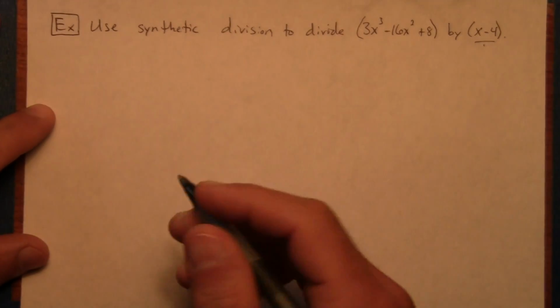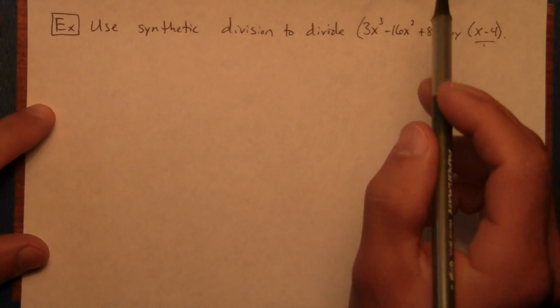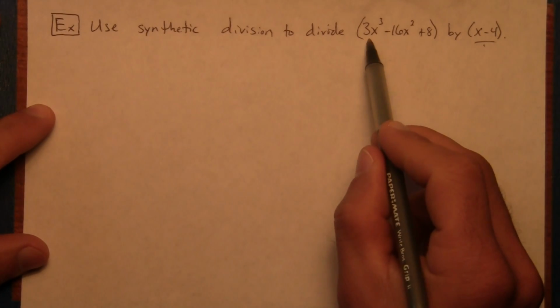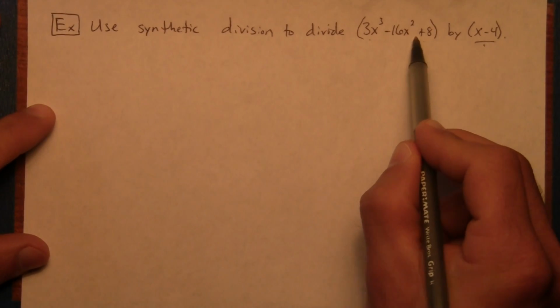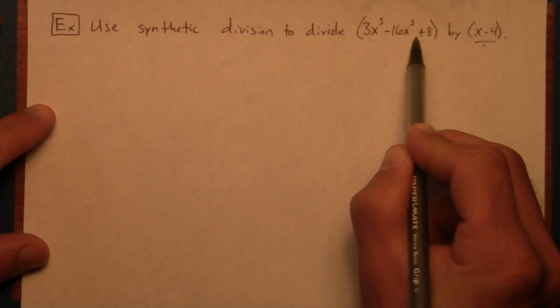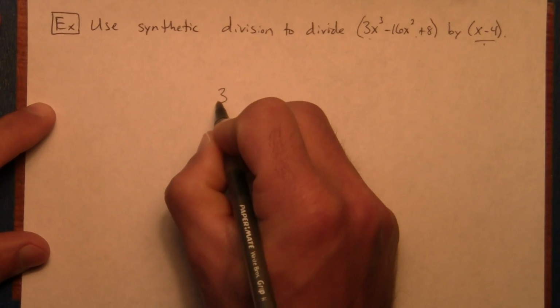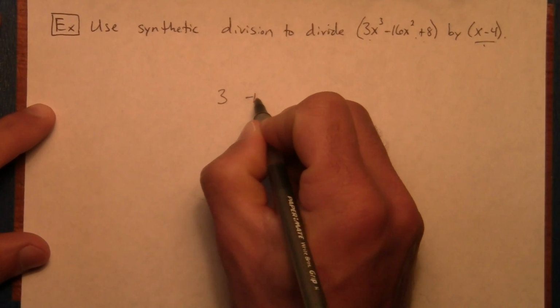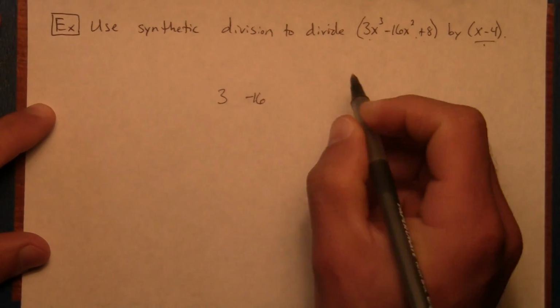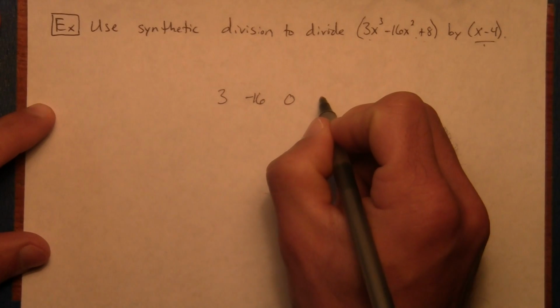Depending on the book that you use or the teacher that you look at, they may write this out a little bit differently. But you're going to do the same thing that you did for the last problem. I'm going to write down this function, and if I notice anything's missing, this time I actually have to account for it. I didn't have to in the long division, but I have to here. So I'm going to write down 3 for the x to the third term, negative 16 for the x squared term, 0 for the x term, and then 8.